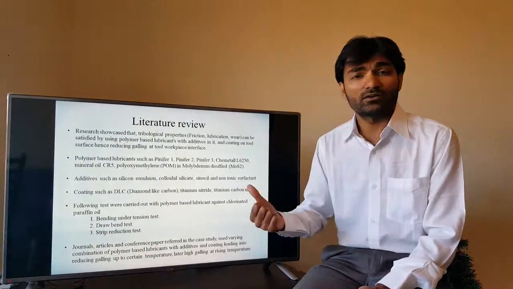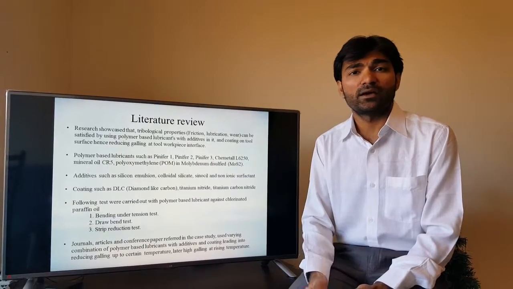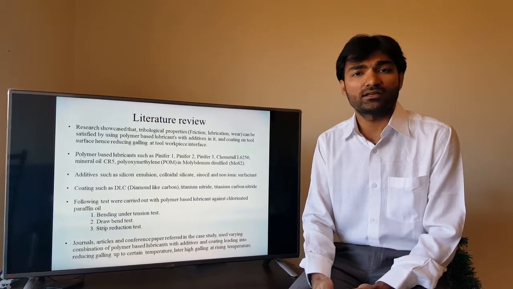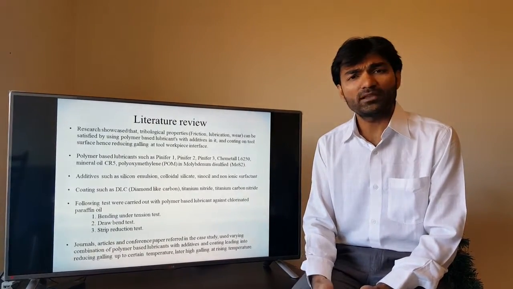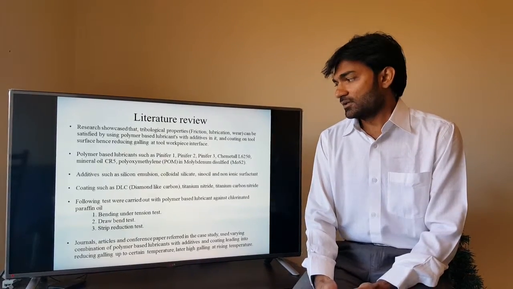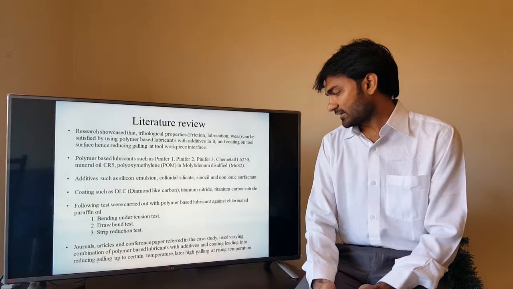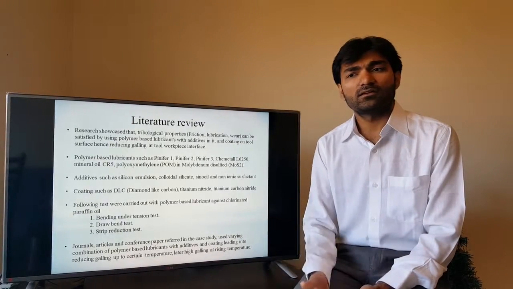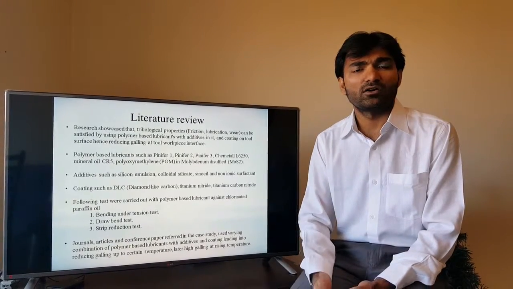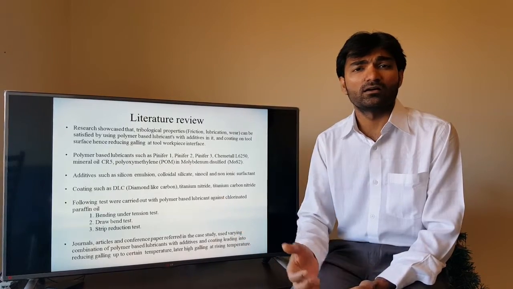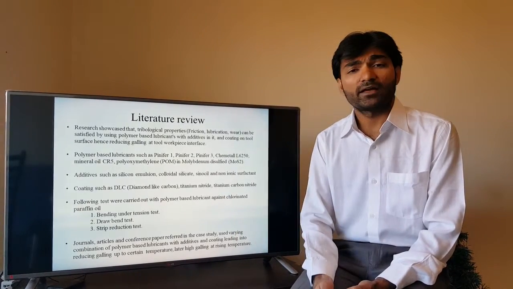So this combination was tested in 3 tests, that is the bending under tension test, the draw bend test, and the strip reduction test. Through journals, articles, and conference papers in the case study, there were various combinations used of the lubricant, of the additive, and the coating.